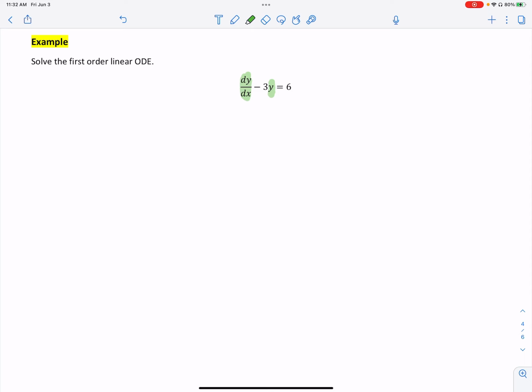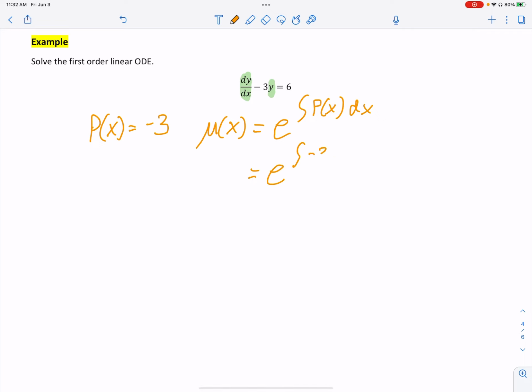All right. So the first thing we need to identify is what is p of x. Well, p of x is equal to -3. So if I want to find mu, then mu of x is e to the integral of p(x) dx. All right, so I plug that in. I've got the integral of -3 dx. That tells me that the integrating factor is e to the -3x.